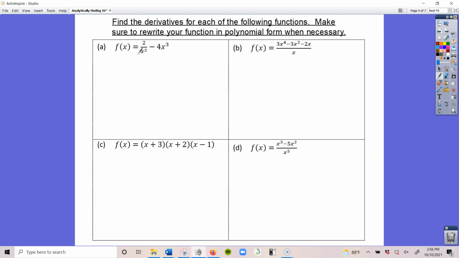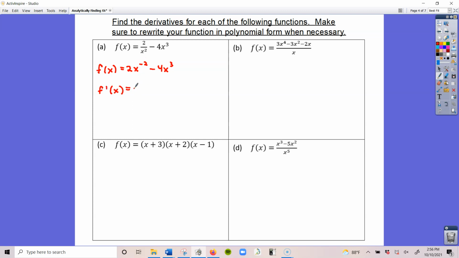So for this one, we have f of x is equal to 2 over x squared minus 4x to the third. In order to find this derivative, I'm going to need to rewrite this in polynomial type form, meaning I can't have any fractions like this. If you have a term in the denominator that is x or some variable raised to an exponent, you can bring it up from the denominator by making the exponent negative. So f of x here would equal 2x to the negative 2 minus 4x to the third. Now I'm ready to find the derivative.